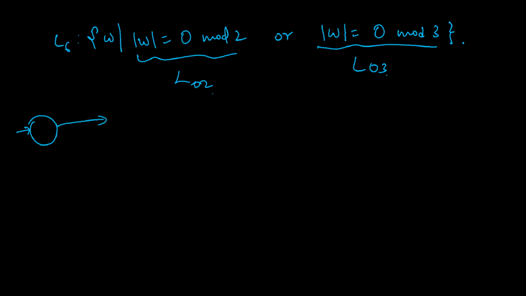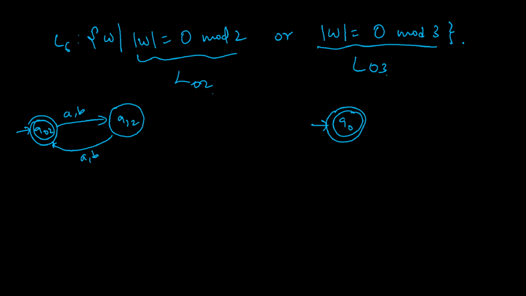As simple as that. On A or B, you go to this state. On A or B, you return to this. This is Q0, this is Q1, and Q0 is the final state. Similarly, here it will be Q0, Q1, Q2 for the mod 3 machine.